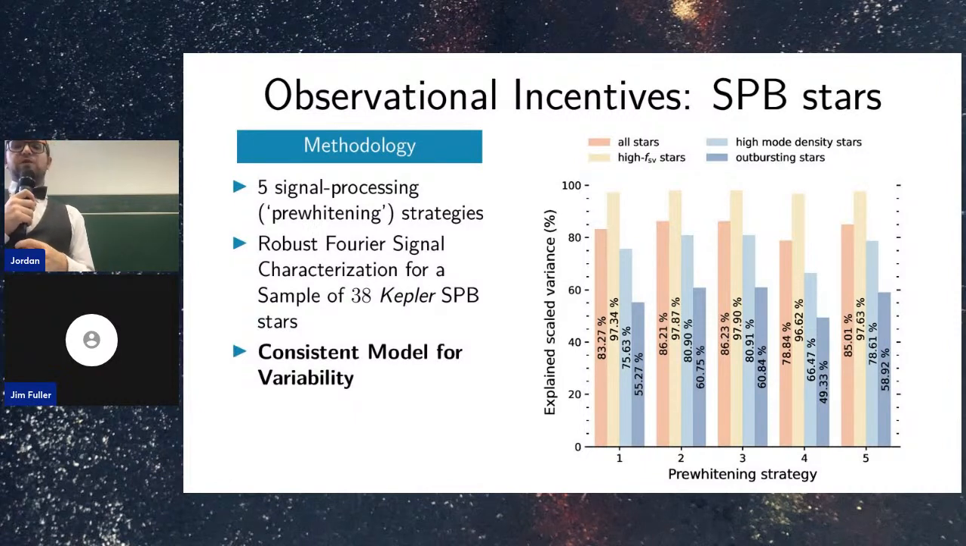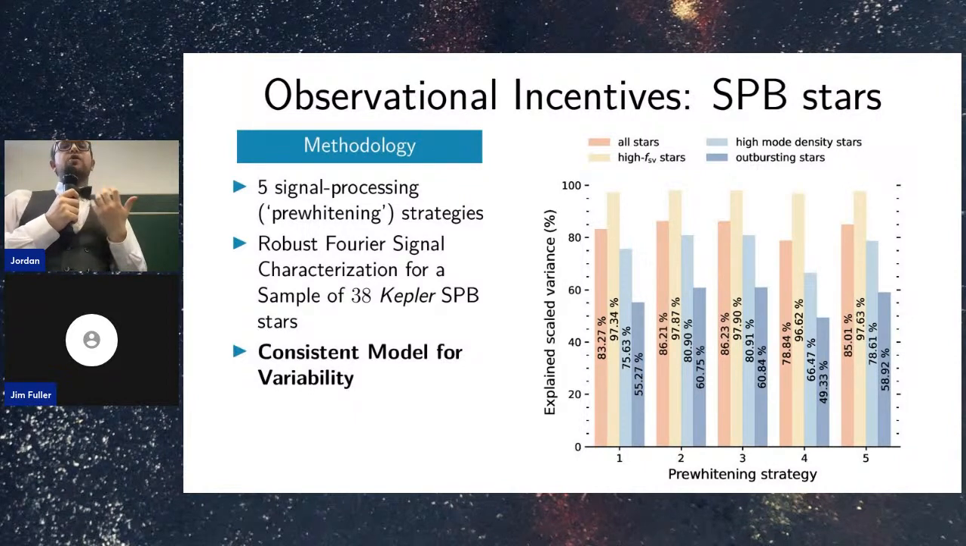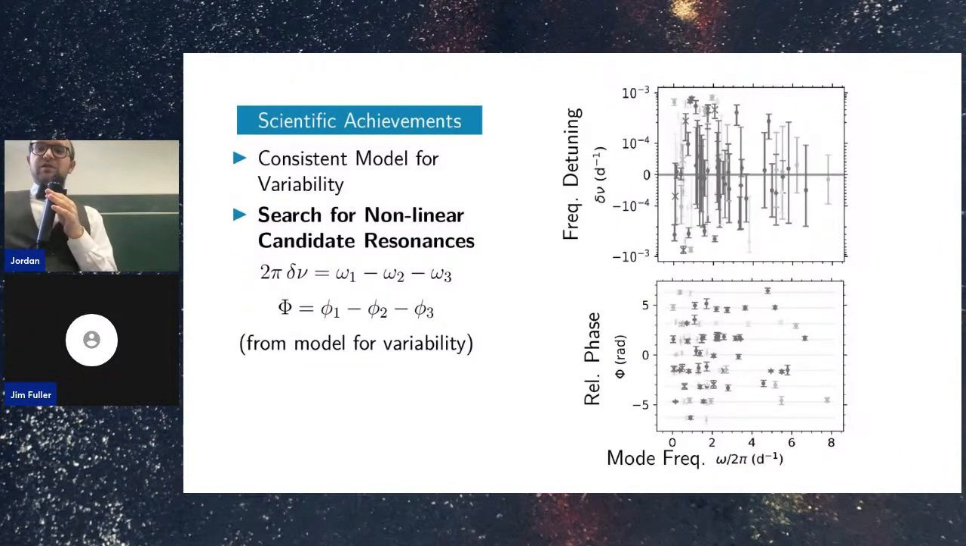But now what we do with these 5 models is combine the information in them to then obtain a specific consistent model for the variability of these stars. Once we have these consistent models for the variability of the stars, we go one step further and we search for specific combinations of 3 signals. And these specific combinations of 3 signals have parameters that need to fulfill specific conditions.